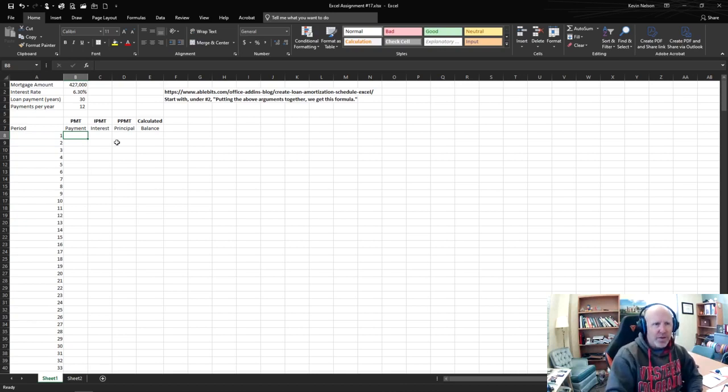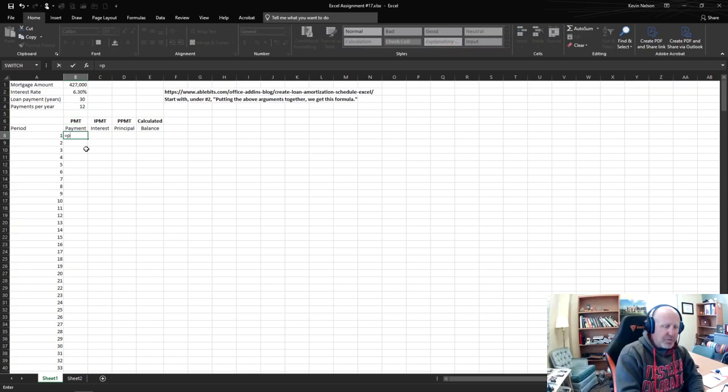Right, so each one of these, the payment, the I payment, or the interest payment, and then the principal payment, these are the actual formulas you're going to use. And then we'll do the calculation on this. So payment equals PMT, right? That's exactly what it is.